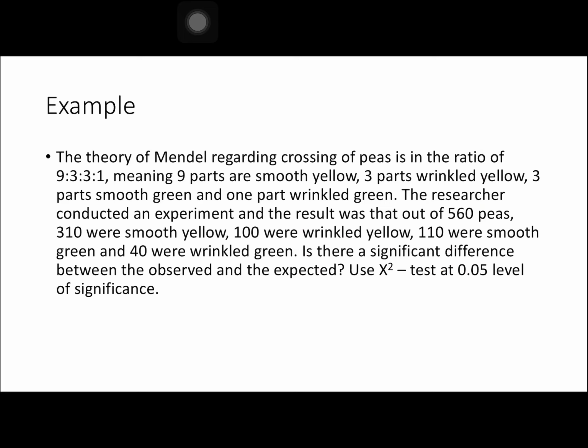For our first example, the theory of Mendel regarding crossing of peas is in the ratio of 9, 3, 3, and 1, meaning 9 parts are smooth yellow, 3 parts wrinkled yellow, 3 parts smooth green, and 1 part wrinkled green. The researcher conducted an experiment and the result was that out of 560 peas, 310 were smooth yellow, 100 were wrinkled yellow, 110 were smooth green, and 40 were wrinkled green. Is there a significant difference between the observed and the expected? Use the chi-square test at 0.05 level of significance.